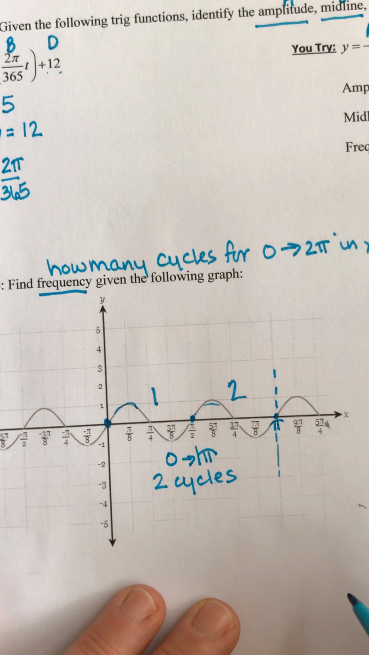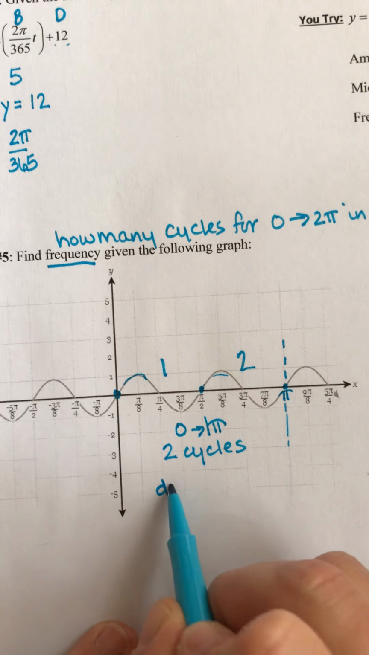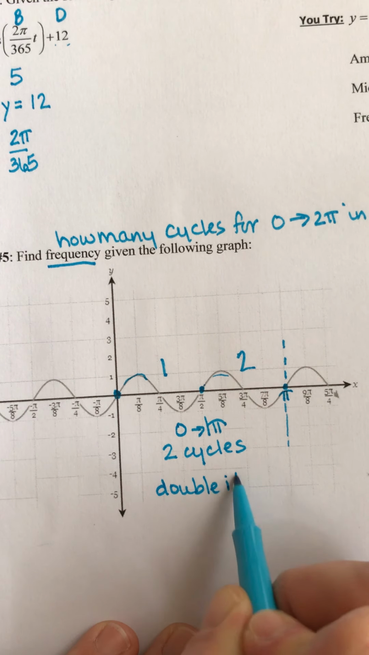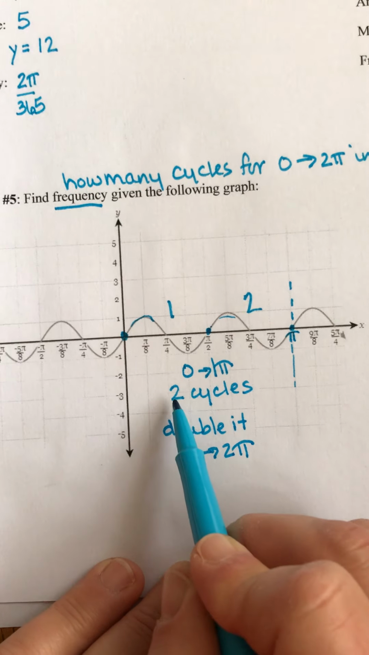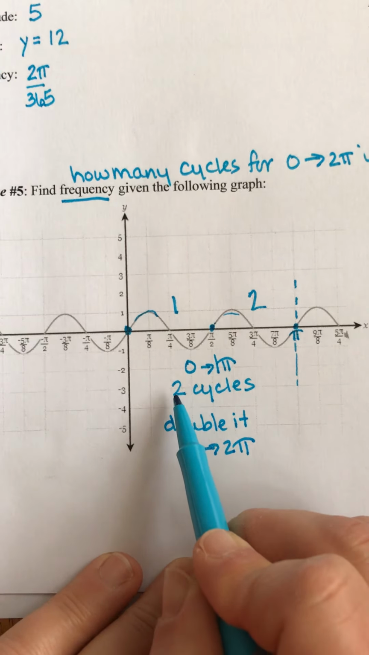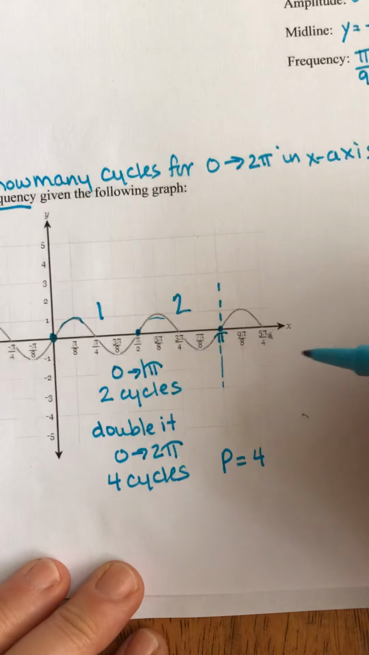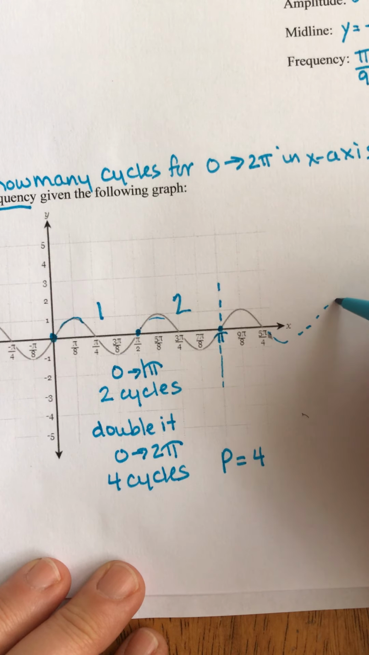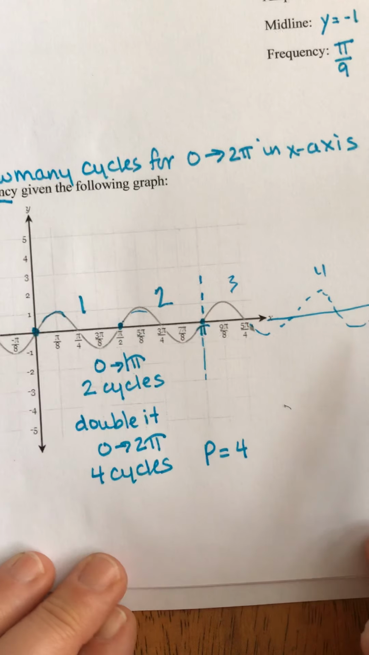The definition of frequency is how many cycles are you going to have from 0 to 2 pi? So we're just going to double it because we're doubling the distance, okay? So that would mean from 0 to 2 pi distance, instead of 2 cycles, we're going to double 2 cycles, and it would be 4. Okay? So my period is 4. If I had a longer graph, this would just continue to go like this and continue to go like that. Okay? 1, 2, 3, 4, and it would end here at 2 pi.